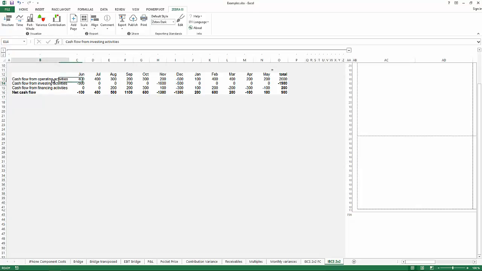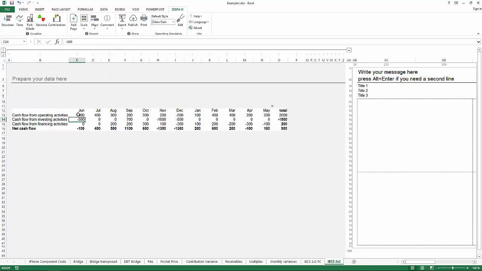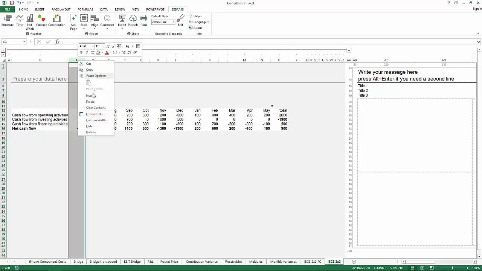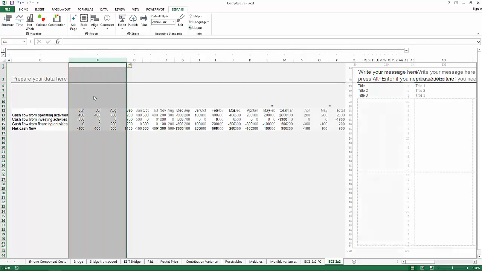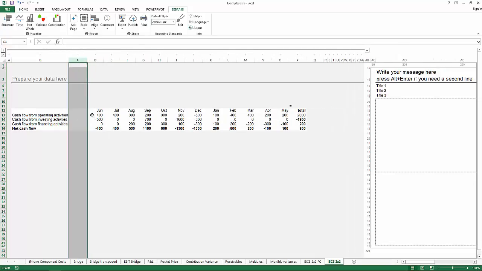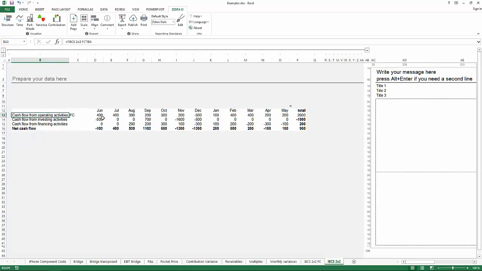So how do you tell Zebra that this is now a forecast? What you do is you add another column here in front of your data. So I'll just insert a new column, and here you write a standard abbreviation for forecast, which is FC. Okay, so it's forecast cash flow from operating activities, it's forecast, and then you have your values for month. The same here for investing activities and financing activities and the net cash flow.